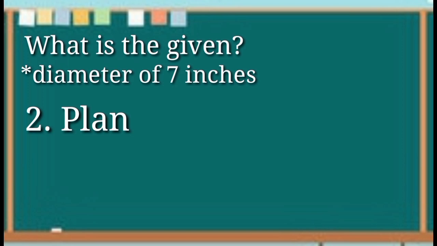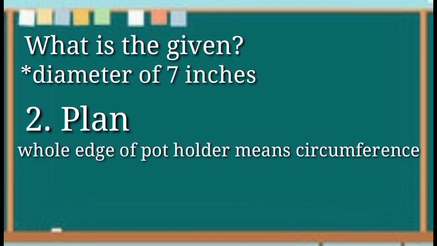We need to plan. What method or strategy are we going to use? Since we are looking for the measurement of the whole edge of the circular pot holder, therefore we are looking for? Great! We are looking for the circumference. And what is the formula in finding the circumference? Correct! The formula is C is equals to pi d. Our third step is? Yes, the third step is solve.